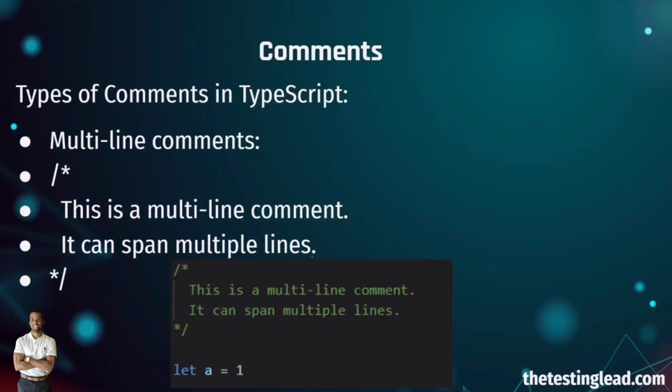Now let's say we want to have multiple lines. Let's say we're typing a paragraph of comments. Instead of having double slash in front of every line, we can use the multi-line comments. We have slash star, our line of comments, and then star slash to close our comment.